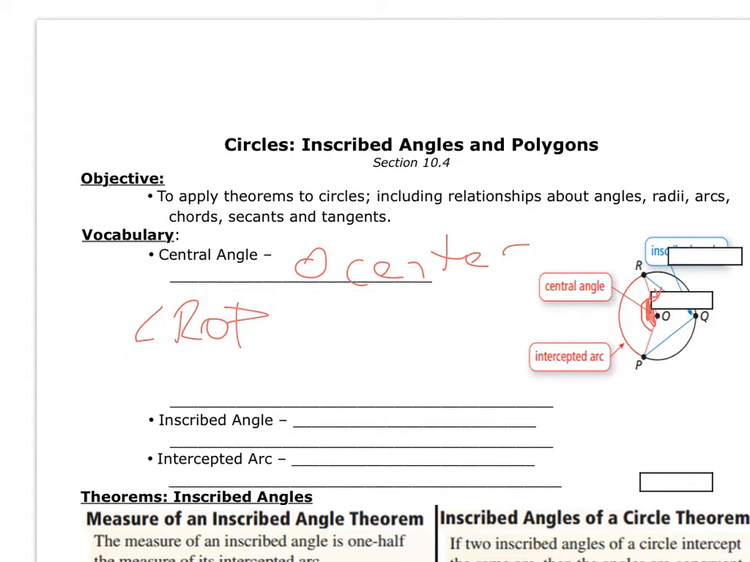And remember that its intercepted arc, right here, arc RP, has the same measure. In other words, if angle ROP equaled 110, let's just say I gave it a degree measure, then the arc RP, remember the symbol from the other day? That's the arc symbol. Then the arc RP also equals 110 degrees.